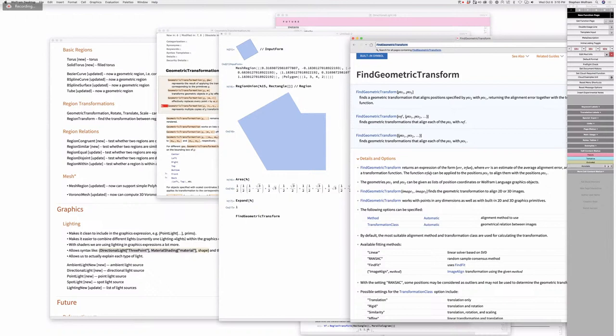So essentially, if you give a set of points and then apply a random permutation, you get a different answer. Whereas find region transform, since it's a geometric function, doesn't depend on how you give the set of points. Wait a minute, but if I'm trying to find a transformation between two images, there's yet a different function, is that correct? No, it's the same function. So what you do for images is you get key points.